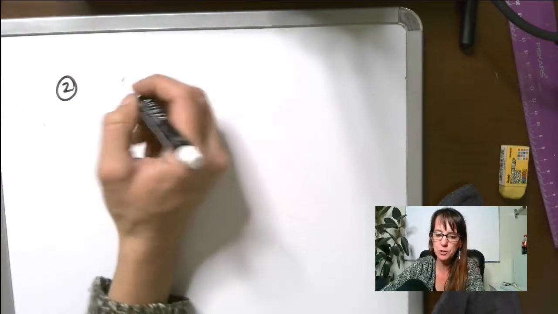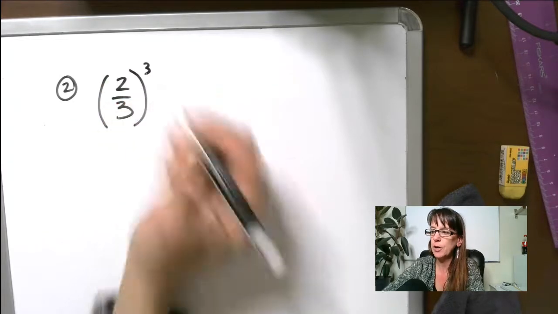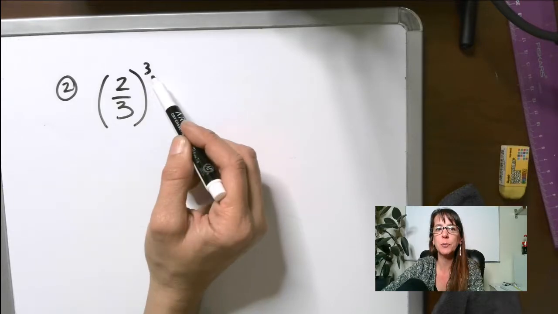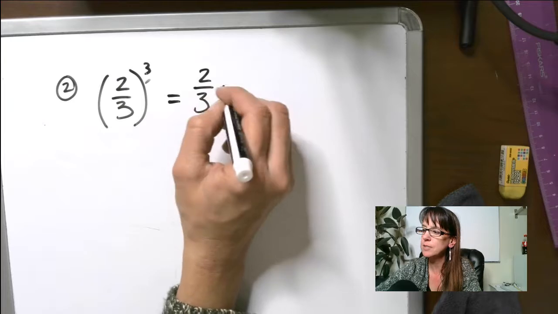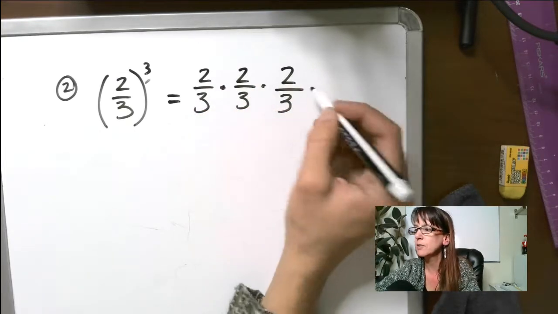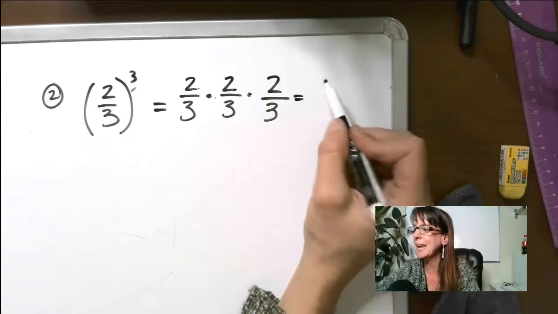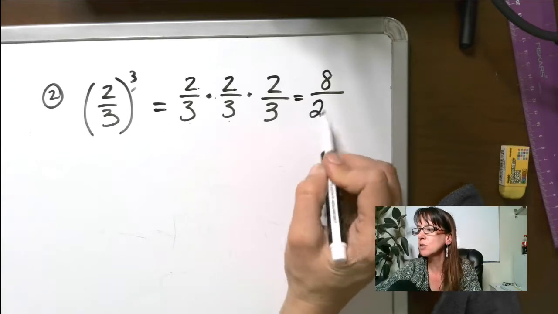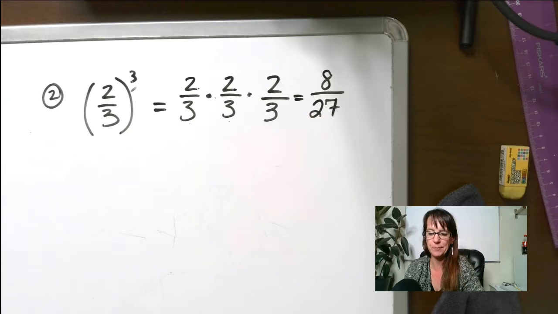For example number 2, we have 2/3 to the 3rd power. This is saying 2/3 multiplied 3 times. So if we write that out, it's going to look like 2/3 times 2/3 times 2/3. On the top, that's 2 times 2 is 4, times 2 is 8. On the bottom, 3 times 3 is 9, times 3 is 27. 8 over 27 is how you would do that, guys.